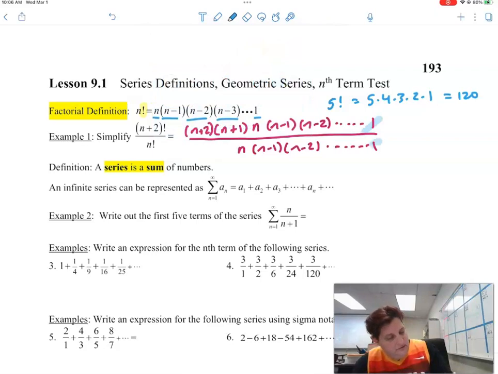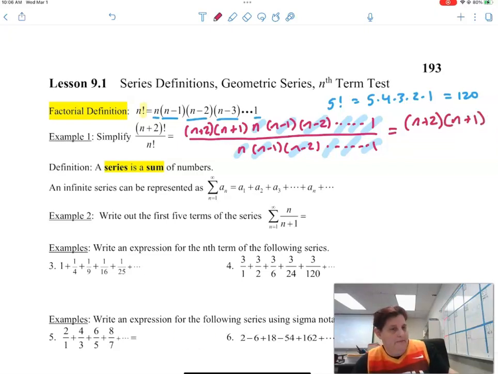Now look what happens. The 1 will cancel, the 2 will cancel, the 3 will cancel, all those terms will cancel. N minus 2, n minus 1, n. All that stuff cancels out. So the only thing that's left on the top here is n plus 2, n plus 1. All right, we simplify factorials. That was just something that you need to know to be able to do some of this.